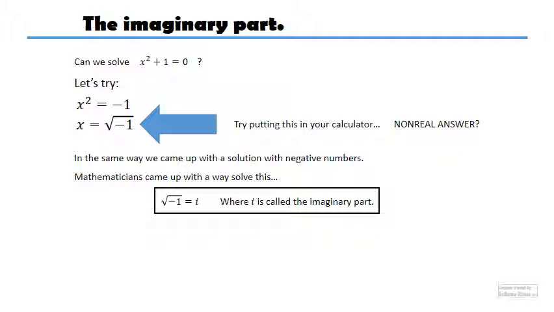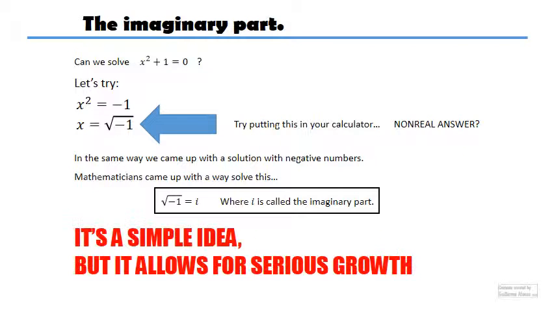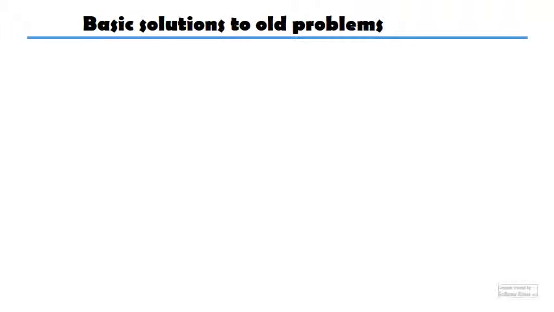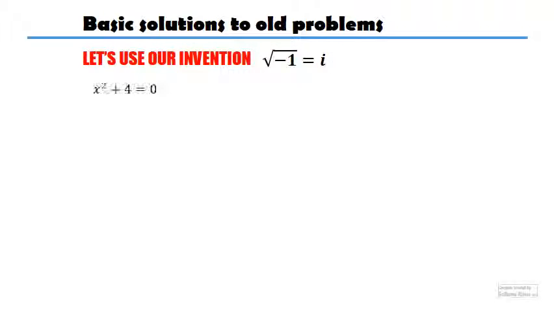Can we move on? Sure, but here's the thing. It's a simple idea, but a lot of things happen because of this idea. We can continue where before we had to stop. So now we're going to have a whole new set of mathematics coming up. So, for example, basic solutions to all problems. Okay, can you solve this now? Well, x squared is equal to -4, so x is equal to plus or minus the square root of -4, which is equal to plus or minus the square root of 4 times the square root of -1.